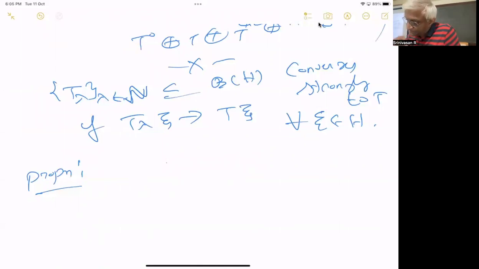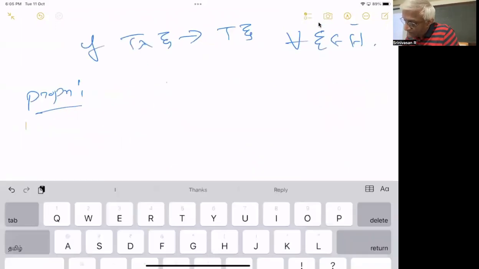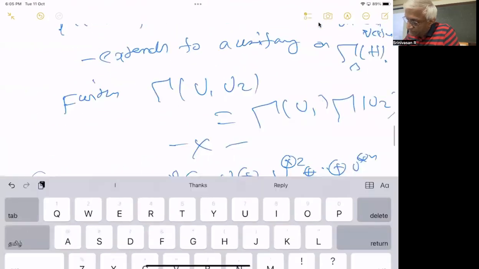Okay. So, let's not discuss the topology. The point is this map. So this is from U(H).